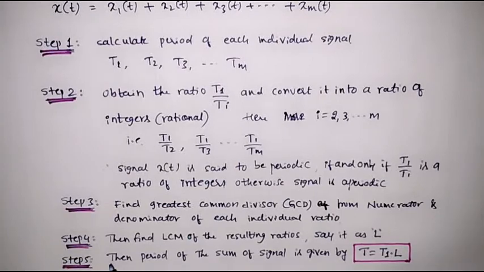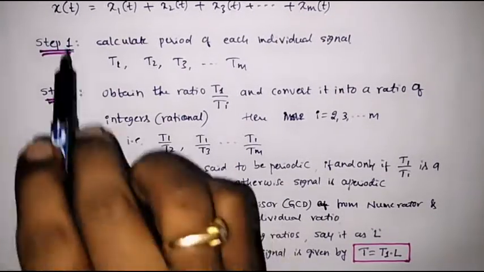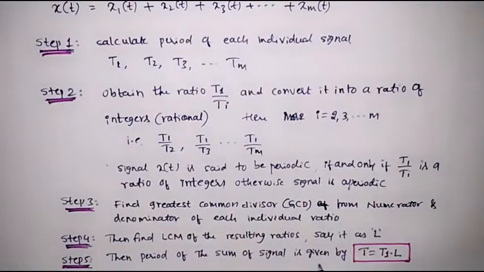In step number 5, the period of the sum of signals, here x of t, is given by t, where t is the fundamental period of x of t, equal to t1 into L, where t1 is the fundamental period of the first signal, that is x1 of t, and L is the value which is obtained in step number 4.